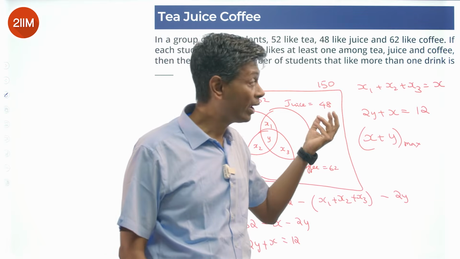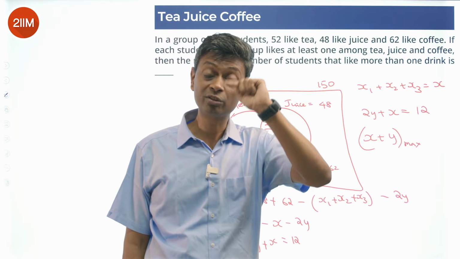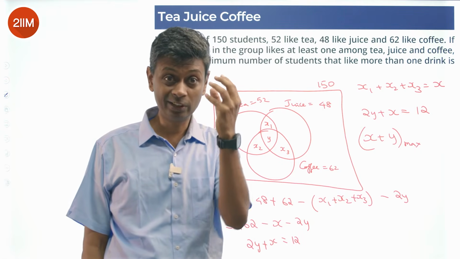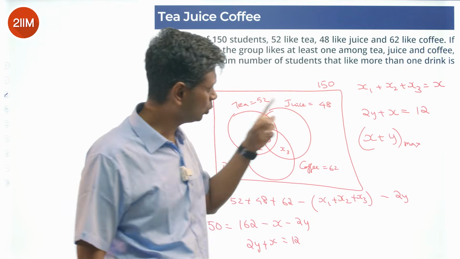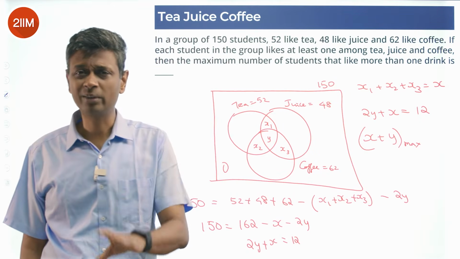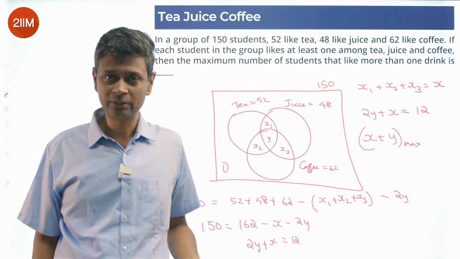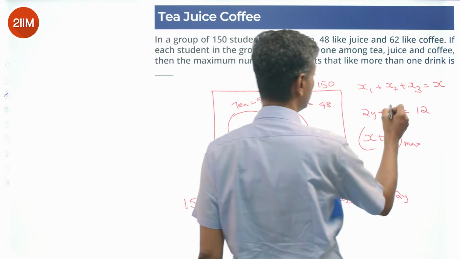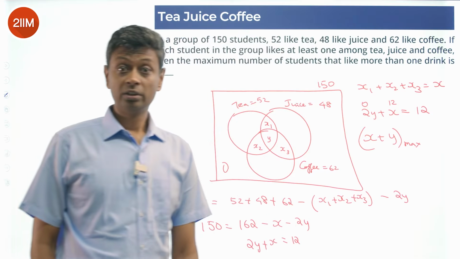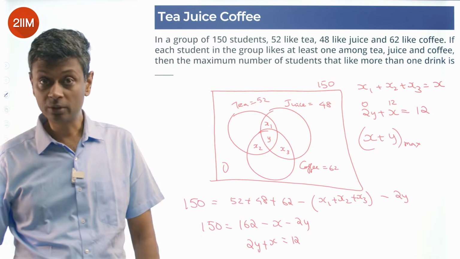But y has a 2 with it in 2y plus x equals 12. So if I increase x by 2, y should decrease by 1. I want to maximize x plus y, so I should tank y. I should have as many x as possible. So if I put x equal to 12, y equal to 0, then x plus y maximum is 12.